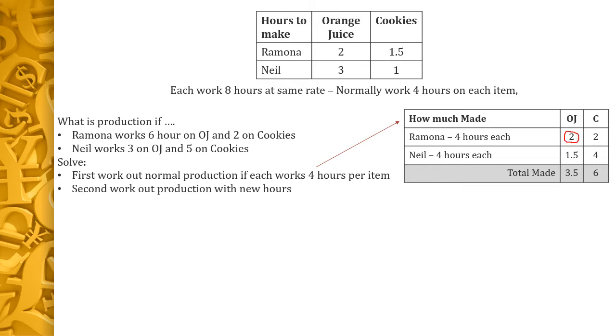So how did I come up with the 2? Well, we know that Ramona takes 2 hours to make orange juice, and she's going to be working for 4 hours. So how many can she make in 4 hours? Well, we're going to take 4 and divide that by however many hours it takes her, and we know that's going to make 2.